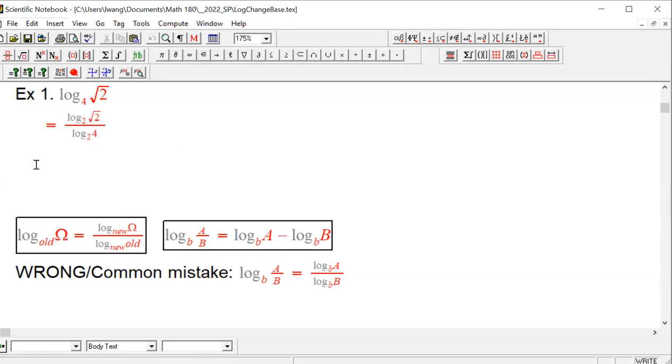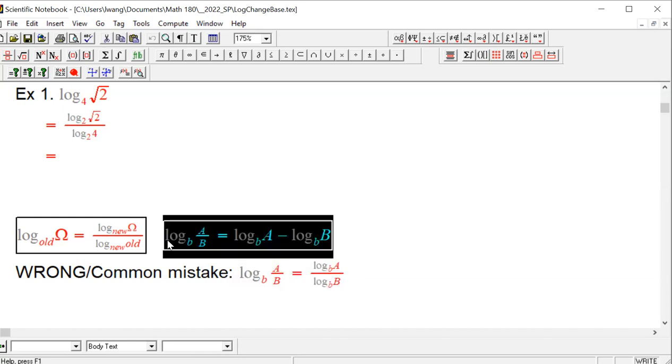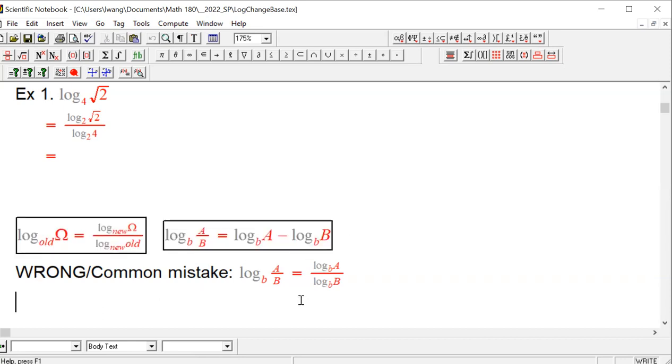So we use the change of base formula. We can make it much easier for ourselves, but you just need to make sure you write it down properly. Be watchful of these mistakes. These are the correct ones. Do not do that.